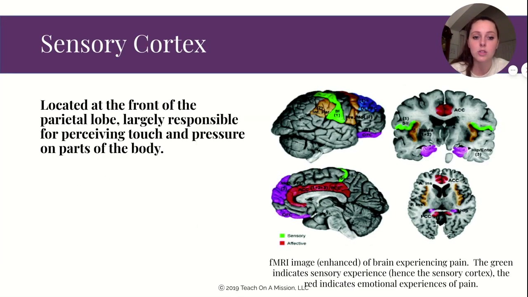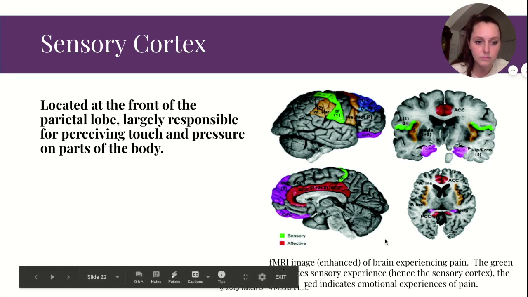So let's talk about the sensory cortex here. Like we said, it's located at the front of the parietal lobe, and it's largely responsible for perceiving touch and pressure on parts of the body. So you might not be thinking right now about if you have socks on or not, but as soon as I said, now you're thinking about your socks, you can feel your socks on your feet, right? And so your ability to feel your socks on your feet comes from the sensory cortex.